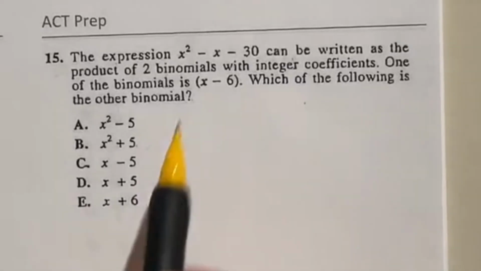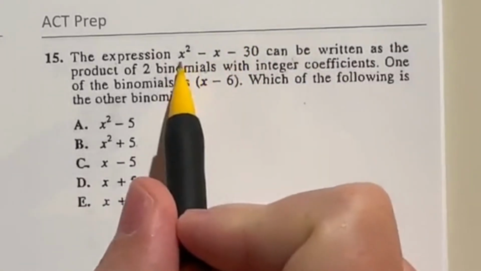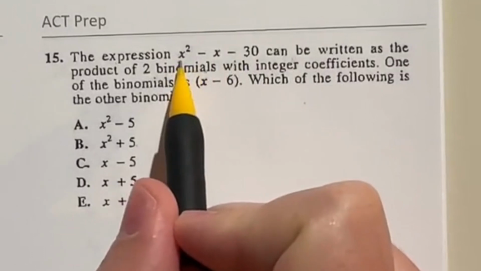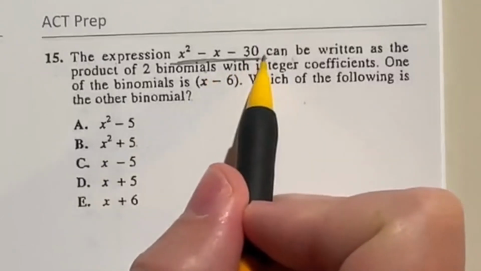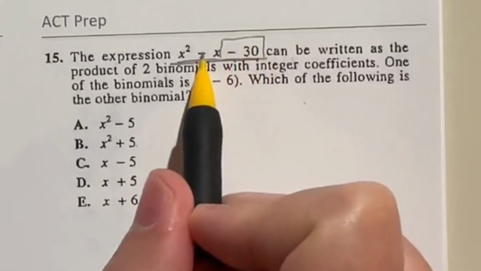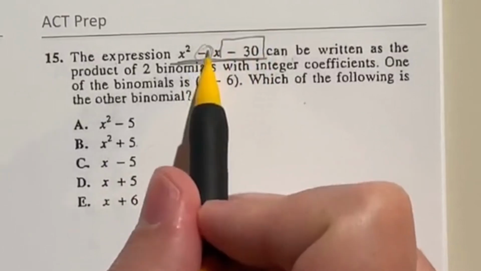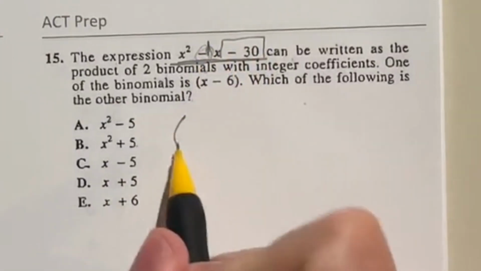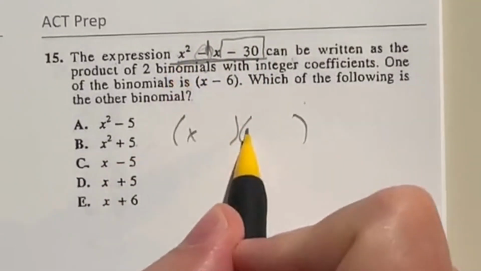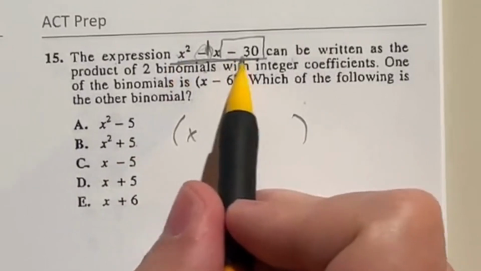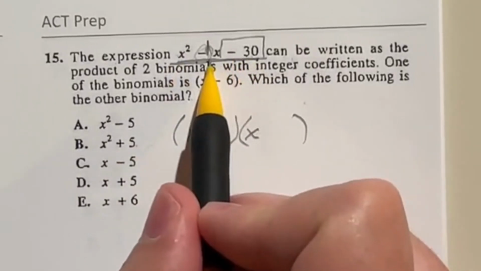In 15, we're finding two binomials with integer coefficients that will end up being factored out from this guy right here, which means we're trying to find two numbers that multiply to this back and add to the negative 1 in the middle. Now, in this case, if I write these out, we're going to have the x in front for both because there's no number in front of this x squared. And then we're going to look for those two numbers that multiply to negative 30 and add to negative 1.